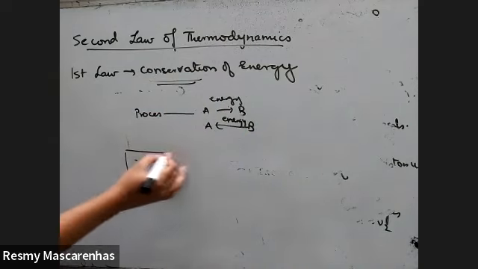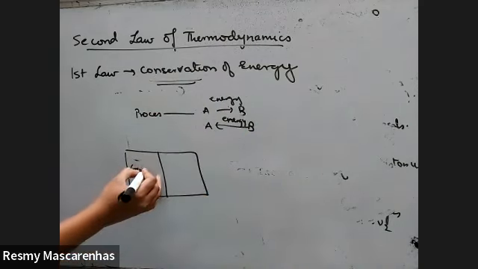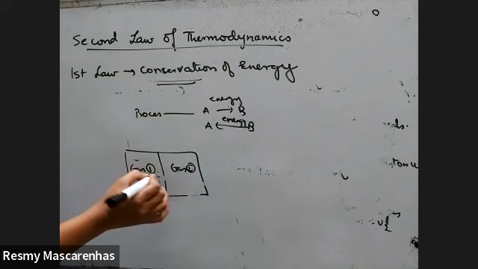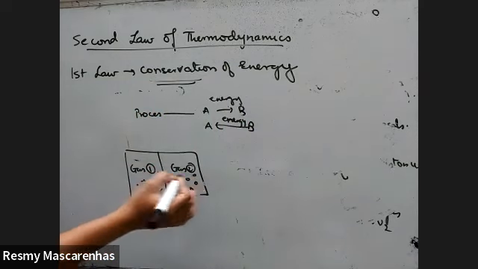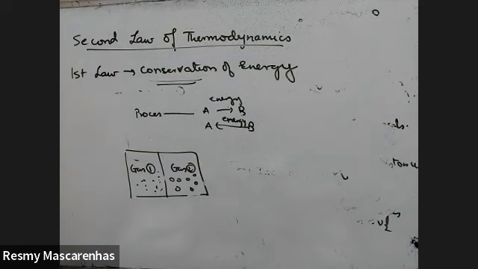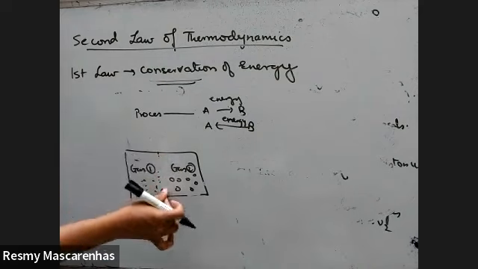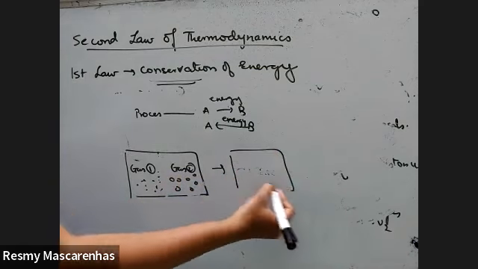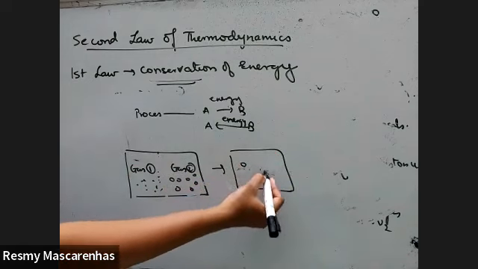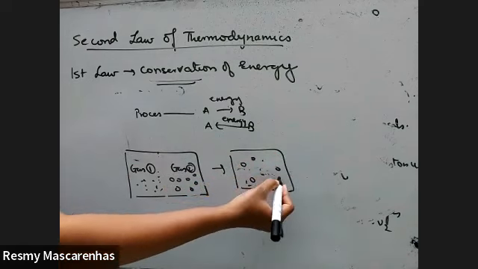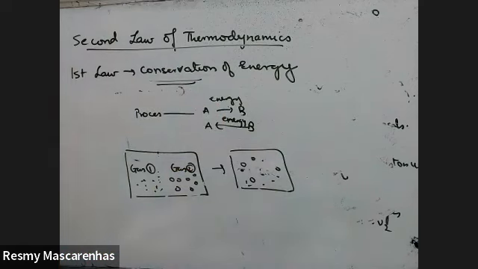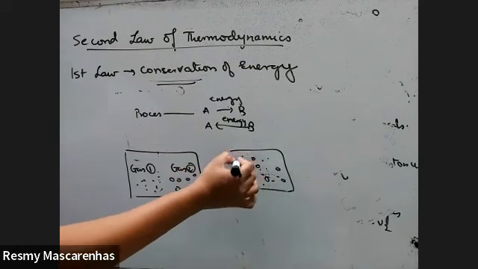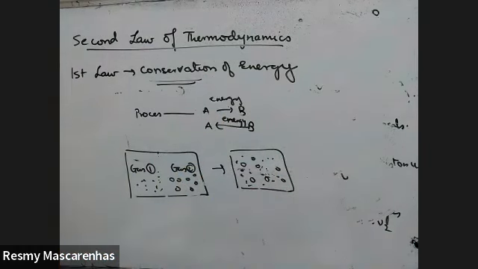Consider this, suppose I have gas 1 and gas 2. This one is different, and this is different. Now, suppose I remove this wall. What is going to happen? Quickly, all the gases will mix up. They will reach an equilibrium where no more mixing can take place.